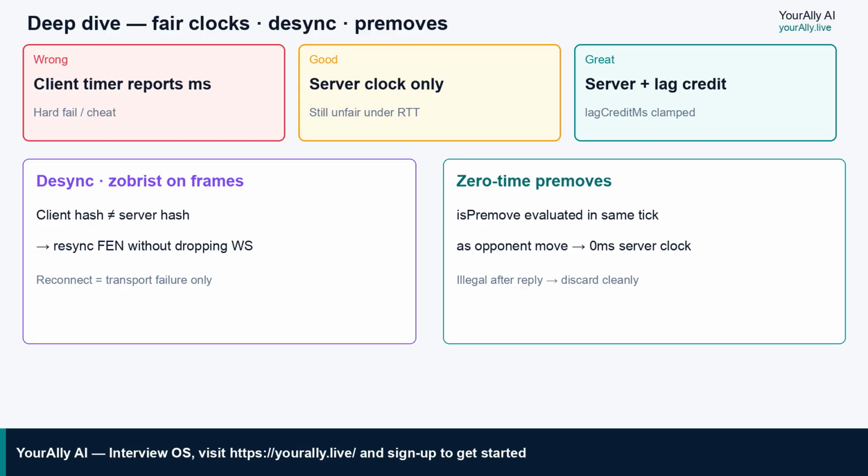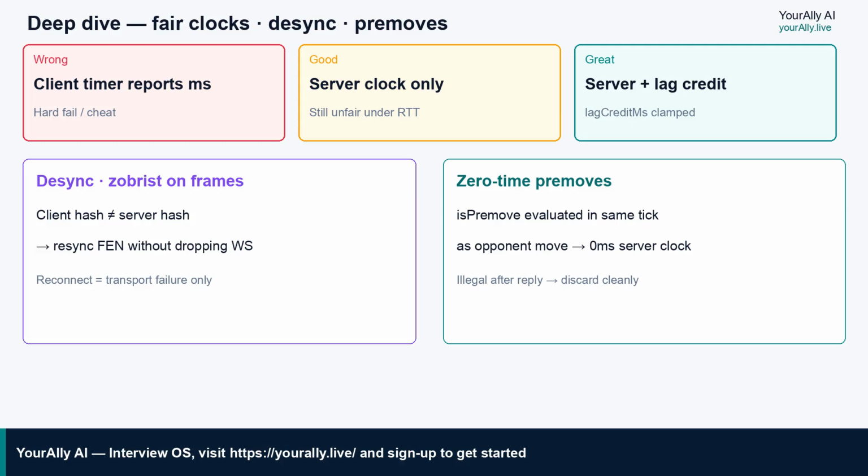Zero time pre-moves. Bullet players stage moves before the opponent replies. Client sends is-pre-move true. When the opponent's move is accepted, the server evaluates the queued pre-move in the exact same tick. If still legal, apply immediately with 0 milliseconds of server clock consumption. If the reply made it illegal, check, capture, pin, discard cleanly with no clock penalty for the attempt. Strong players stack several pre-moves. Apply in order until one fails.